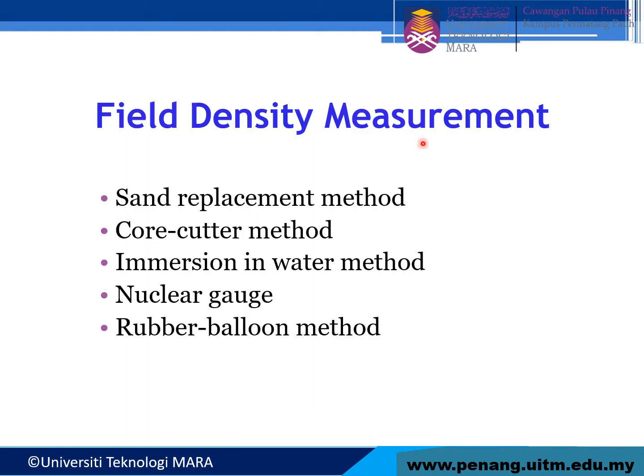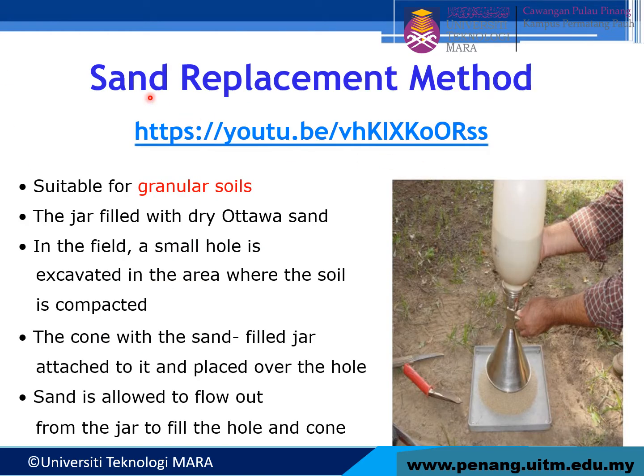Alright, for field density measurement, you may have different methods. We have five methods. First is the sand replacement method, then the core cutter method, the immersion in water method, the nuclear gauge, and the rubber balloon method. Usually for calculation, we will just focus on the sand replacement and the core cutter method. But you should know what the immersion, nuclear, and rubber balloon methods are. First, we go for the sand replacement method. You may refer to this link.